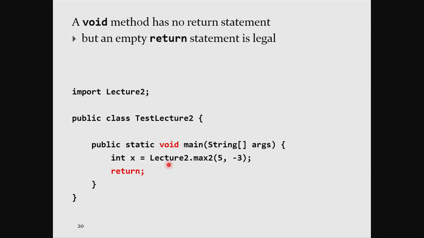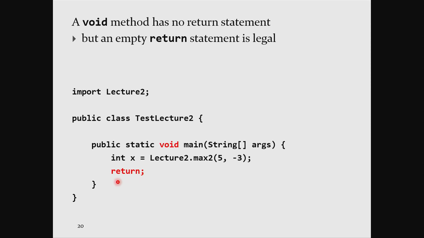But there's always a but. You are allowed to use an empty return statement if you want to. Return on its own stops the method after that statement. So return semicolon means the method stops running immediately after the return statement. You're allowed to do that if you want to.